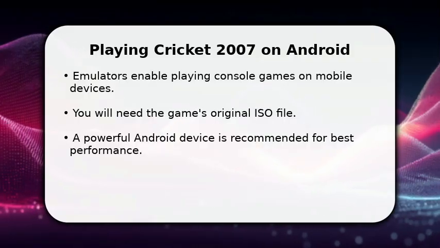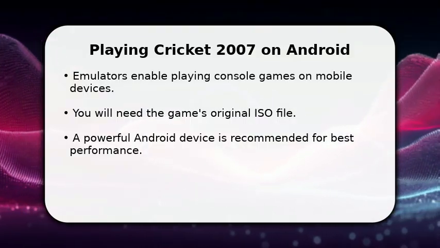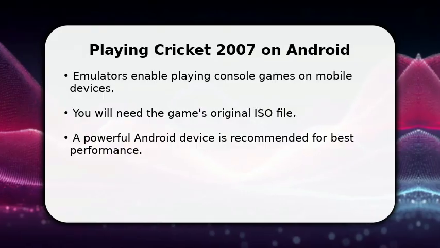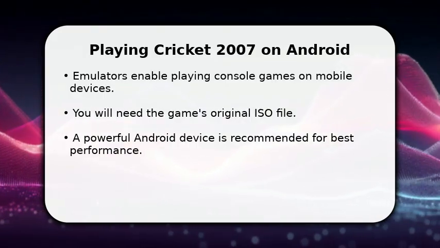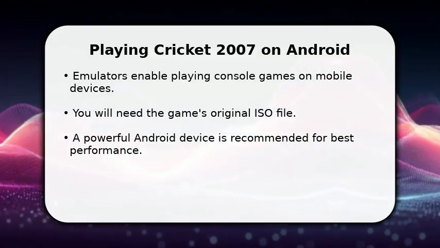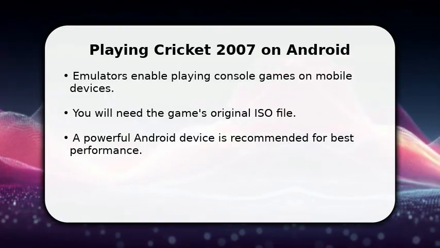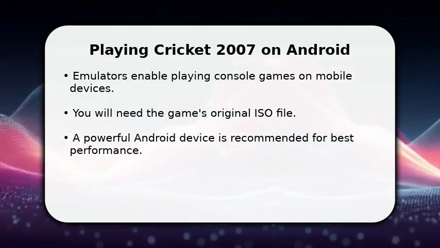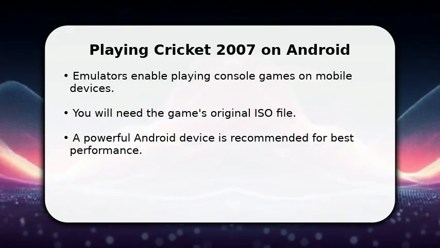In this video, I will explain how to play EA Sports Cricket 2007 on your Android device. First, understand that this involves using a PlayStation 2 emulator, which allows your phone to run software designed for that console. This process requires a few key components and careful setup to ensure a smooth gaming experience. We'll cover each step to get you playing.